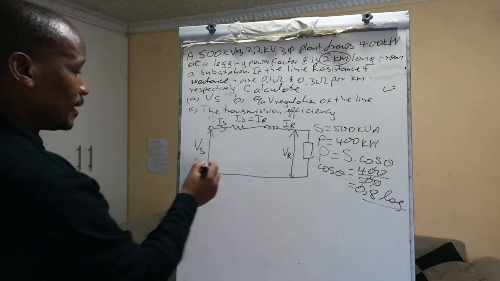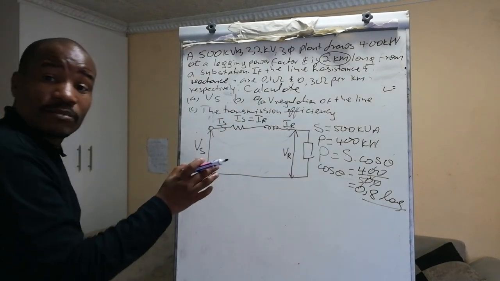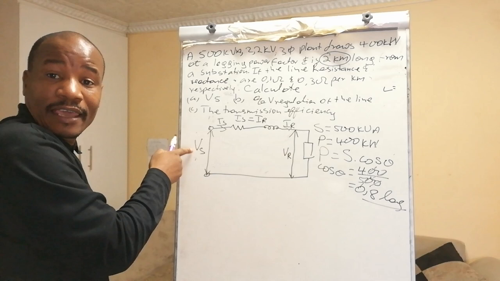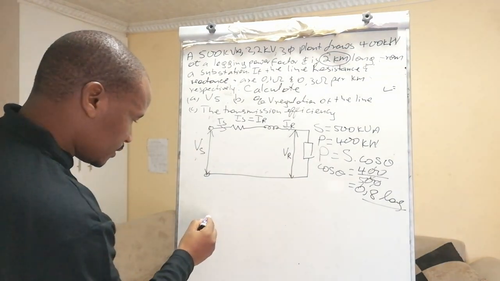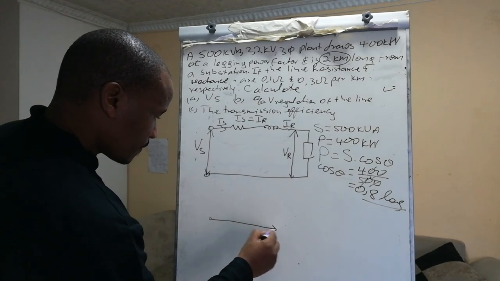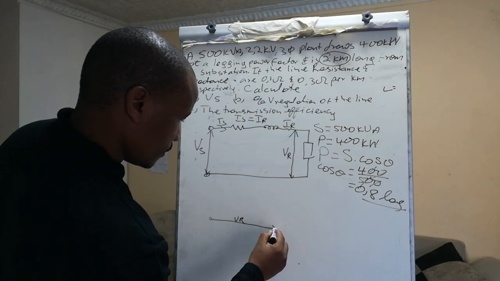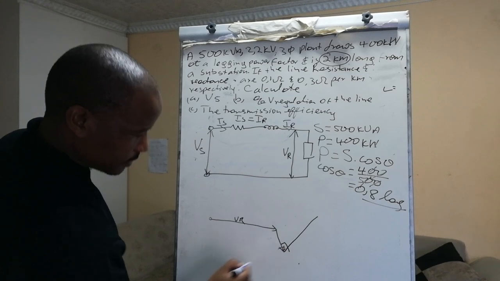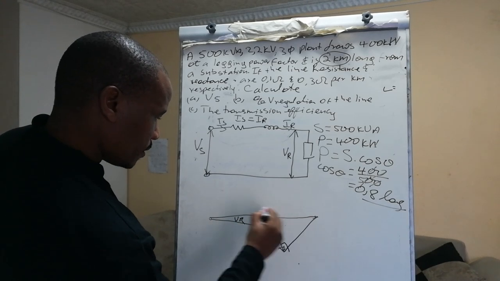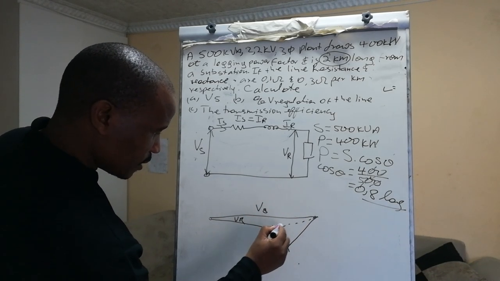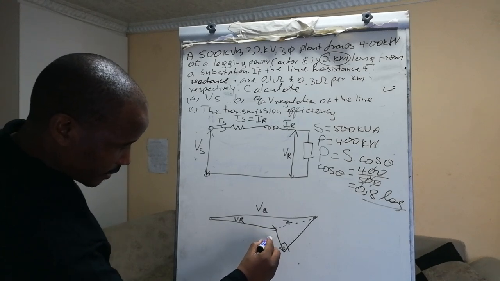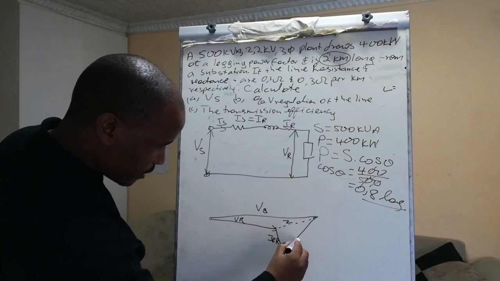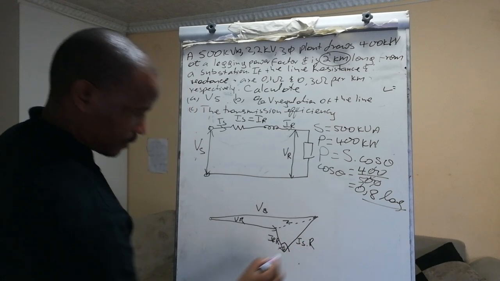You are requested to calculate the sending end voltage. But now, let me draw the vector diagram so that you can see, or maybe derive, the formula for the sending end. So from this, it's going to be VR, and this is 90 degrees, guys. Then this one is your VS, and if you do this, you're going to get Z there. This is IR multiplied by R, and then you've got IS multiplied by R.